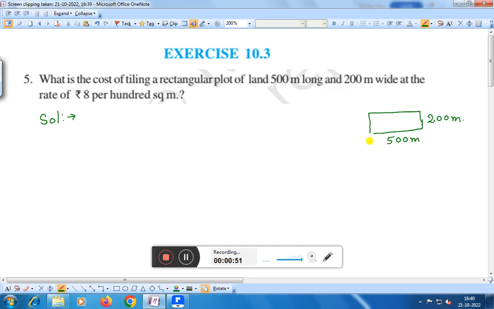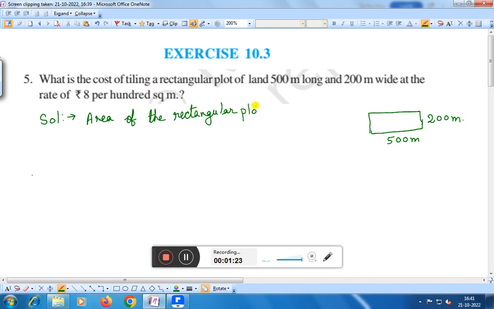First of all, we have to find the area of this rectangular plot. Therefore, find the area of the rectangular plot.